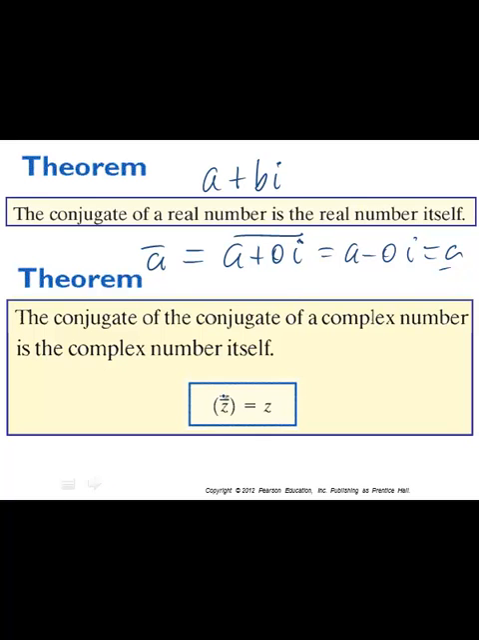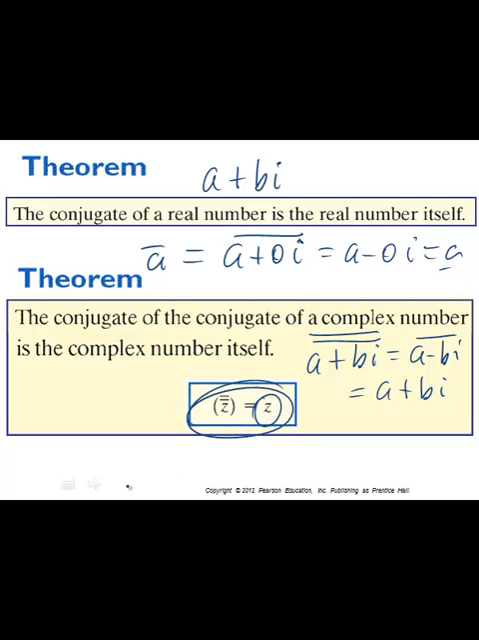Also, if you were to take the conjugate of the conjugate of a complex number, the result is the complex number. You can see that by saying, okay, we have a plus bi, and the conjugate of a plus bi is a minus bi. But then the conjugate of a minus bi is a plus bi. Okay, so that proves that z bar bar is equal to z.